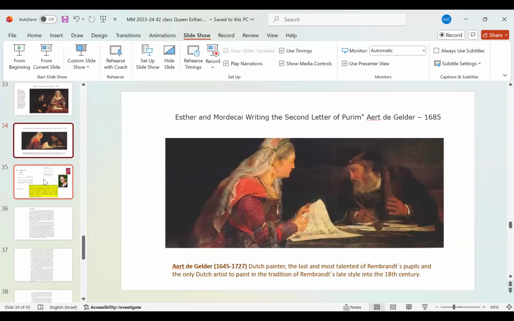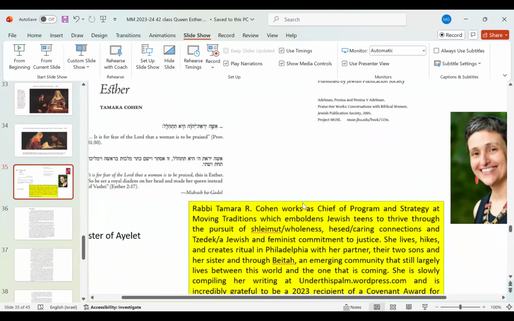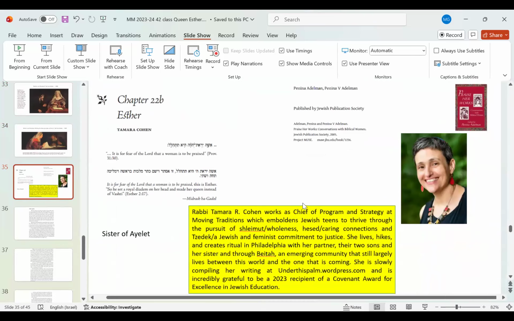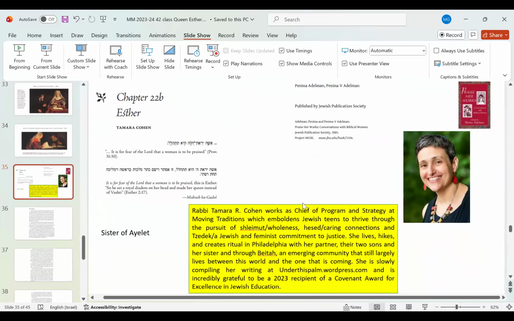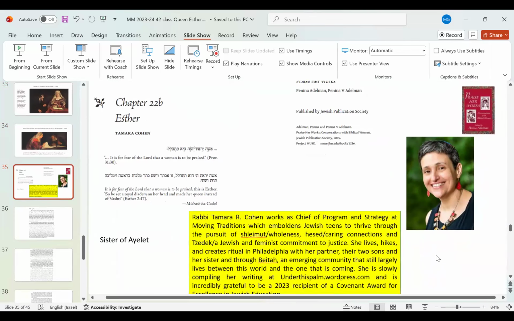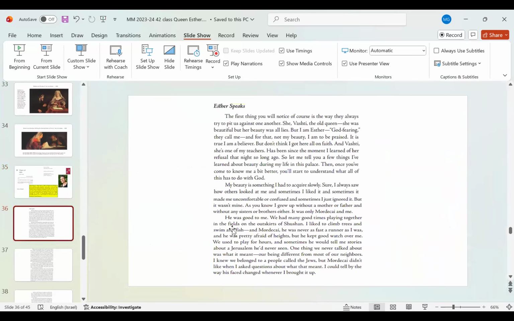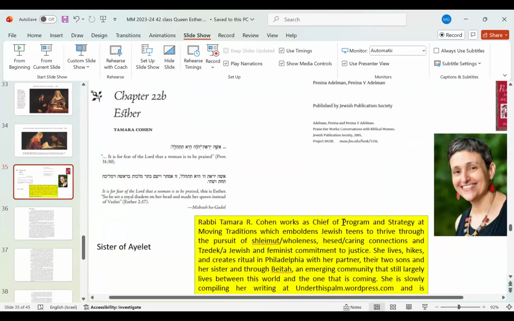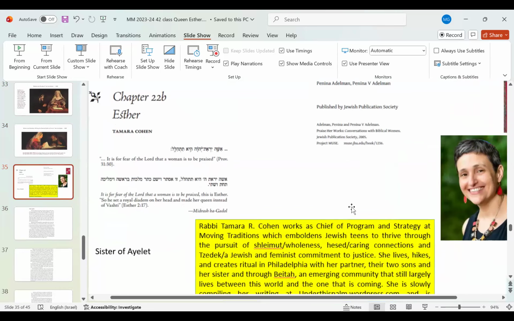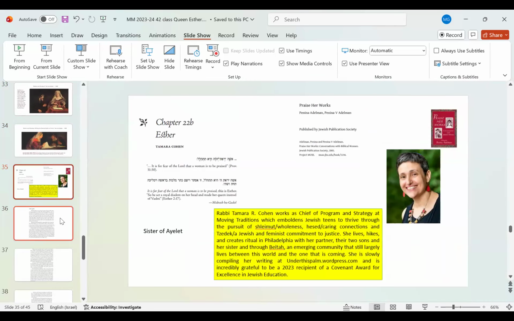Here's another one. Okay, we now get to the midrash that we're going to look at. This is Tamara Cohen, who happens to be the sister of Ayelet Cohen. In this particular book, Praise Her Works, I wrote the one on Vashti and she wrote the one on Esther. Okay, so that's cool. Wait, this is not Ayelet, sorry, Tamara Cohen. A nice picture of her also.